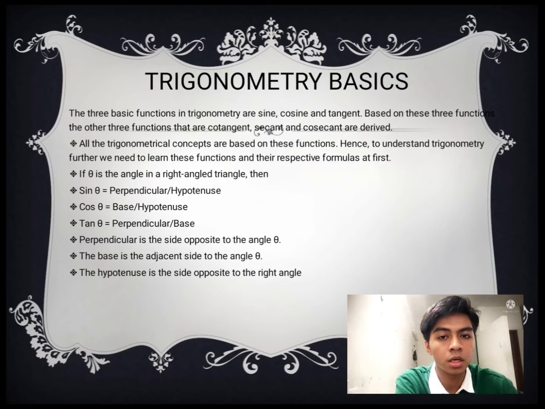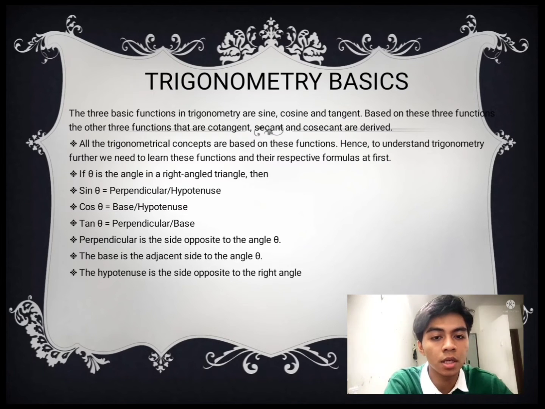Trigonometry basics. The three basic functions in trigonometry: sin, cosine, and tangent. Based on the three functions, the other three functions, that are cotangent, secant, and cosecant, are derived. All the trigonometrical concepts are based on these functions. Hence, to understand trigonometry further, we need to learn these functions and their respective formulas first.